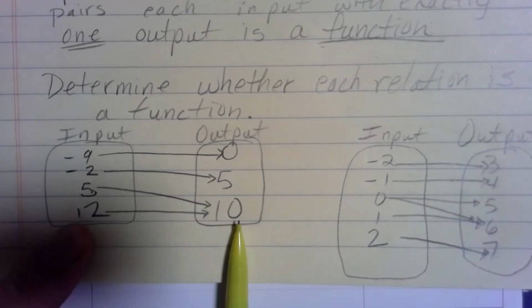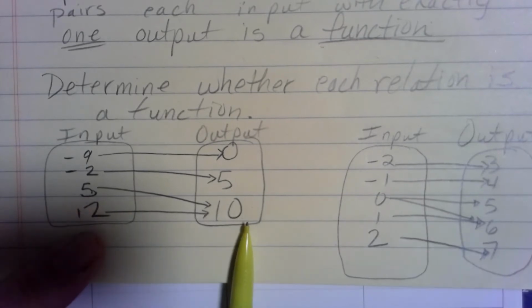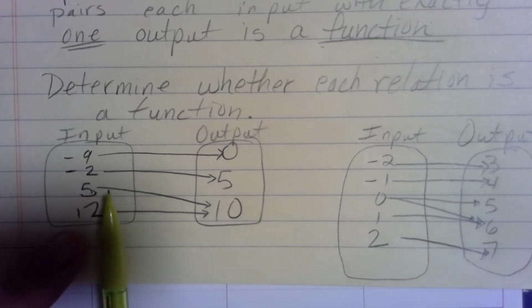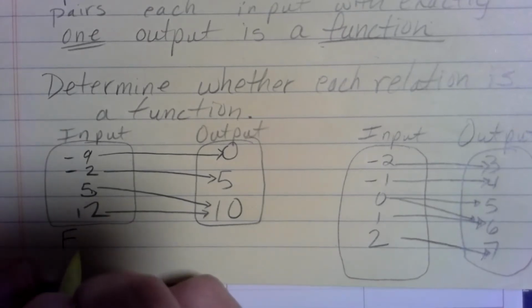12 only has 10 as its output. 5 only has 10 as its output. They can have the same output, but they can only have one output. So notice it's only one arrow leaving each of the inputs. So this one is a function.